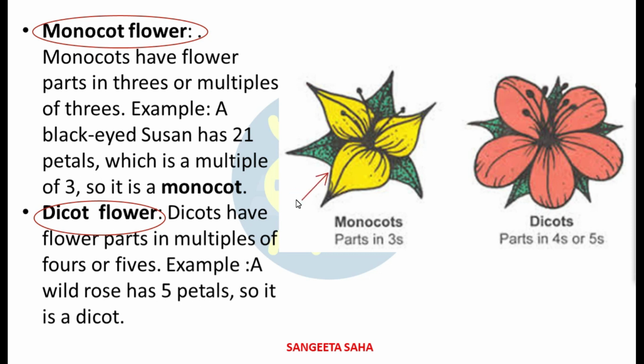if the flower parts are in threes or multiple of threes, as you can see in the picture, then you will consider it as monocot flower. And if the flower parts here are in multiple of 4s or 5s, then this 5-petaled or 4-petaled flower will be considered as dicot flower. So after watching this video, you'll be able to say whether the flower is a monocot or a dicot flower just by counting the number of petals.